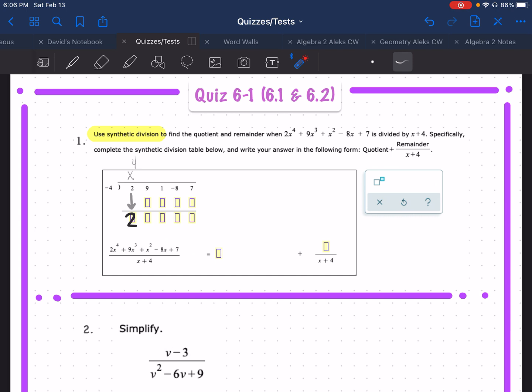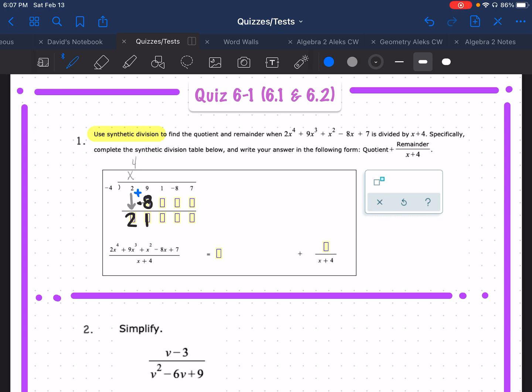All right, now we're going to start multiplying. We're going to multiply the number out here in the divisor times this number that we put down here. -4 times 2 equals, and we're going to put our answer right here. -4 times 2 equals -8. Then I'm going to add together the 9 at the top and this -8 that I put into Alex. So 9 plus -8 is 1.